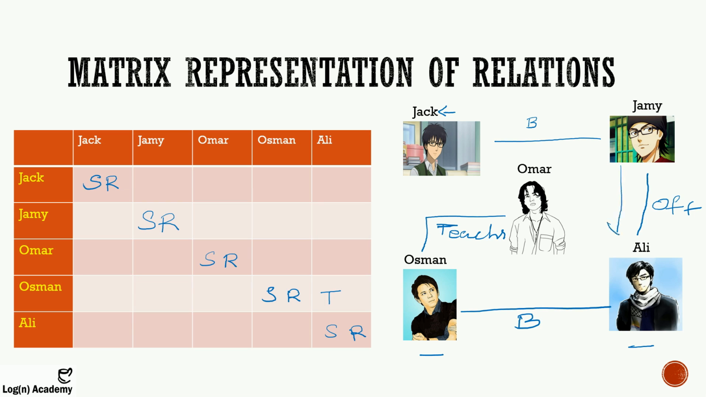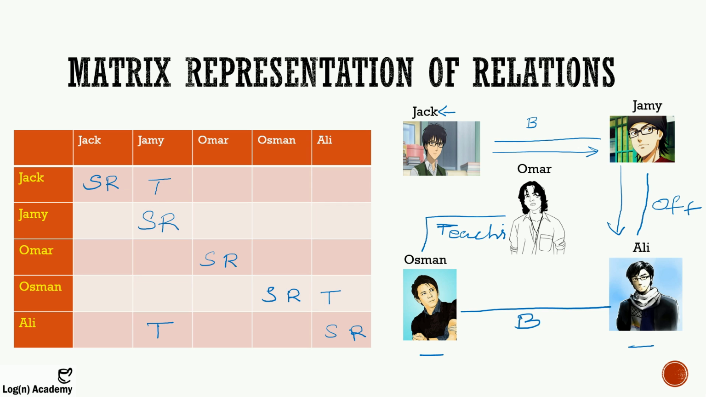In the same way, Ali is a colleague of Jamie, and Jamie in the same way is also colleague of Ali. So Jamie and Ali, they are related. So Ali and Jamie, this is also true. Now Jamie and Jack, they are brothers, and the same way Jack is also a brother of Jamie. So I can write true here.